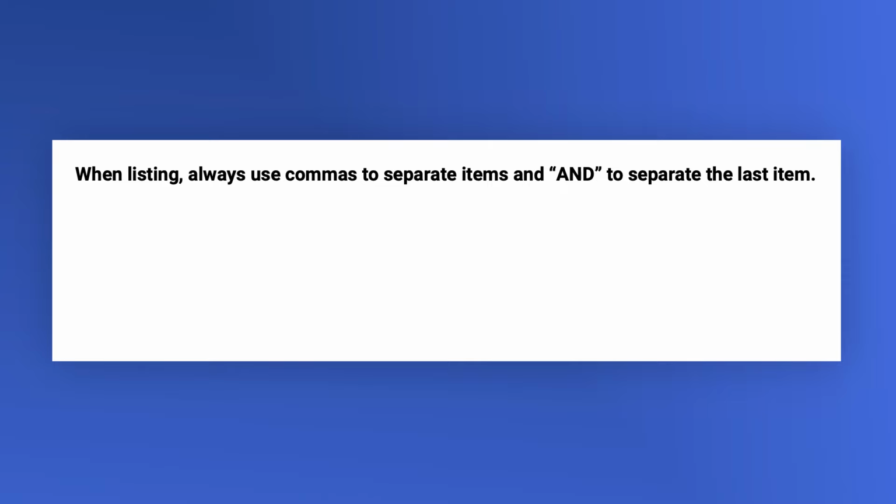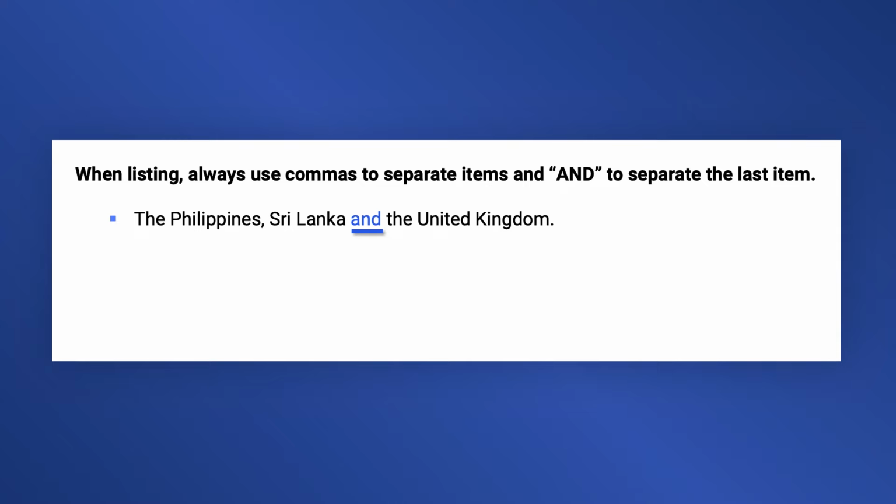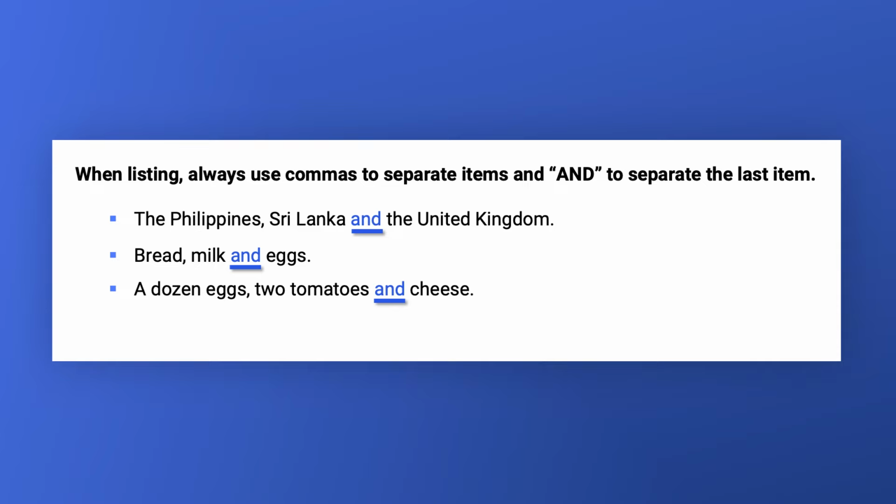The first was lists. When listing, always use commas to separate items and to separate the last item. Like this: the Philippines, Sri Lanka, and the United Kingdom. Bread, milk, and eggs. Don't stress the word "and," but be sure that you do say it. A dozen eggs, two tomatoes, and cheese. Notice how we pronounce "and" as "nd," a weak, unstressed sound.